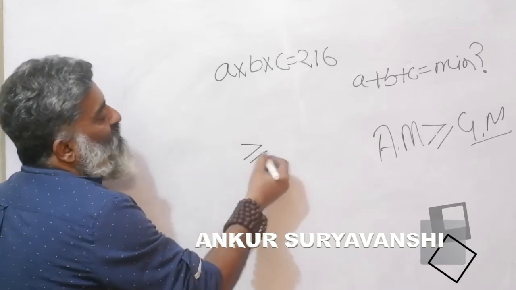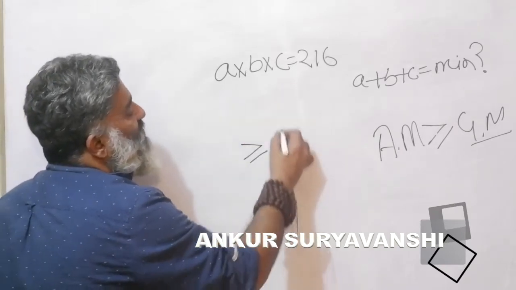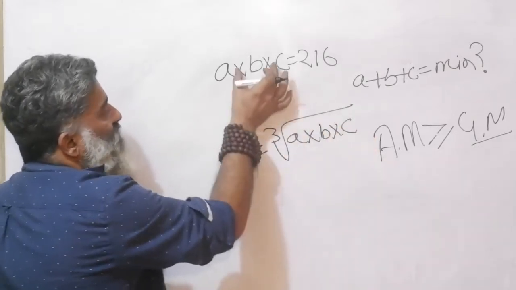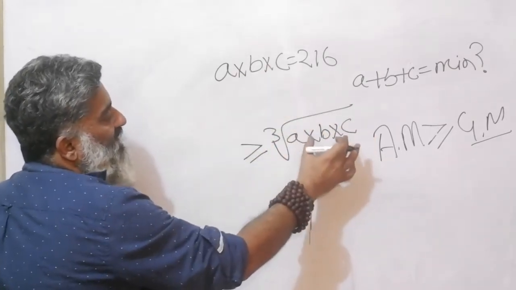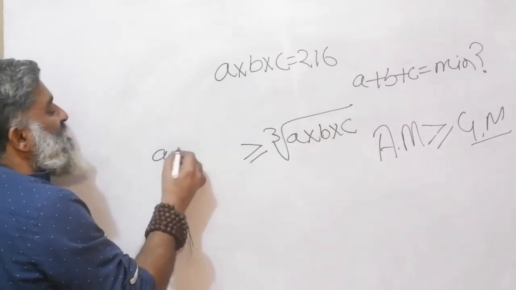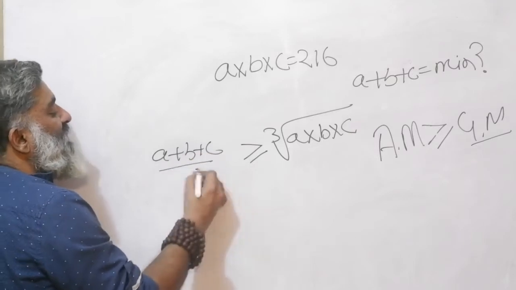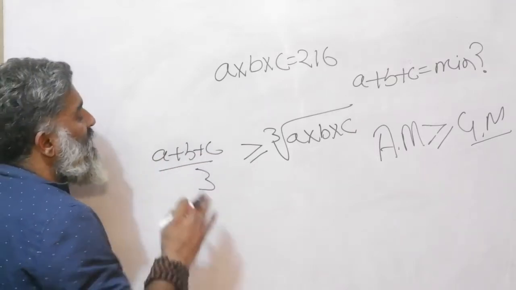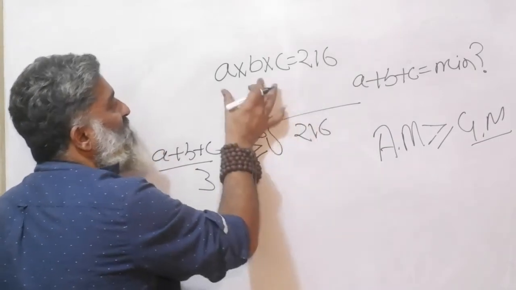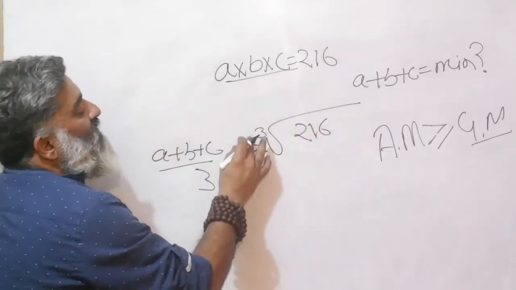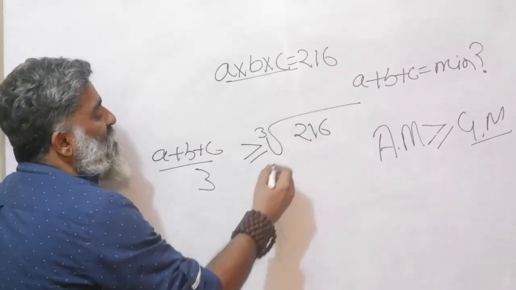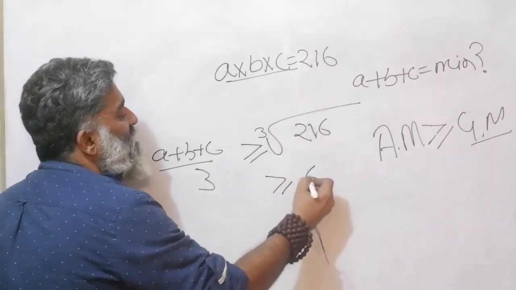Put the greater than or equal to sign in the middle. Take the GM on the other side. You have the cube root of A into B into C. So this time you have this number here. Earlier you had the GM number on the other side. And that means this is equal to A plus B plus C divided by 3. Now instead of A into B into C, you can put 216 because you have that value here. Find the cube root of 216 and you will get 6.